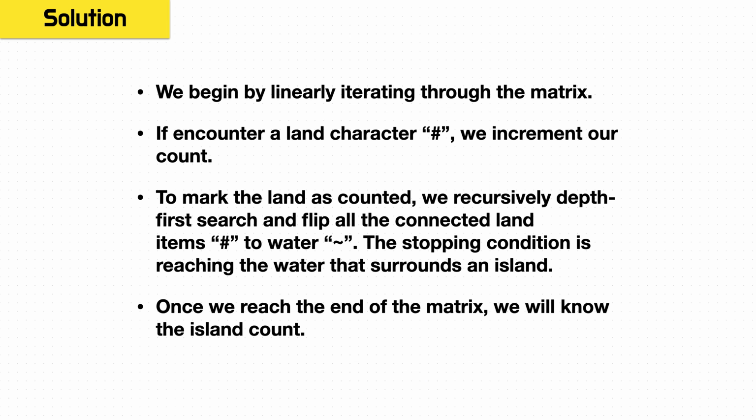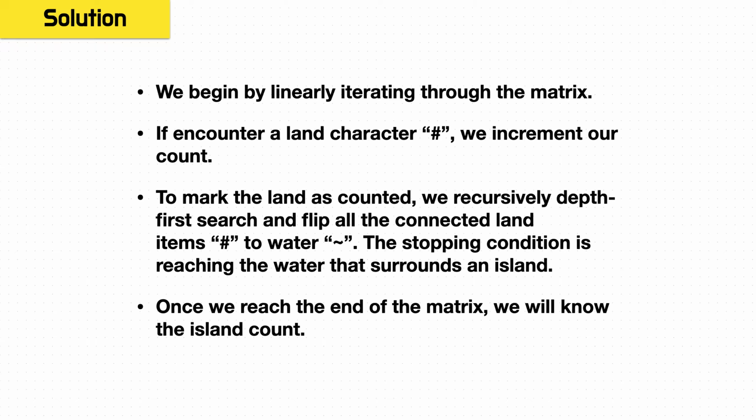So we treat this question like a matrix question and a graph question. We iterate through the matrix, but then when we find a land piece, we iterate through this island as if it were graph nodes. We increment our count, and then we traverse the graph and flip every land piece to water. This prevents us from double counting. Once we reach the end of the matrix, we should have the total island count, and we can return that as our solution.